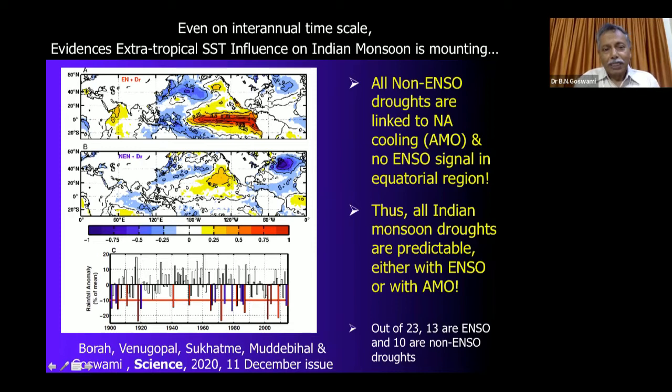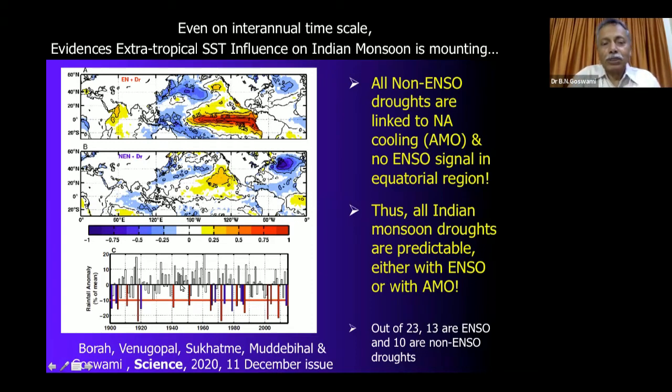They looked at the last 100-plus years of data, where good data is available. Here, this is the monsoon time series again, where we have identified the drought years. The red years are the drought years which are associated with El Nino. But there are many drought years which are not associated with El Nino. They are marked by blue. So out of 23, 13 were ENSO-related drought years, and there are 10 non-ENSO drought years.